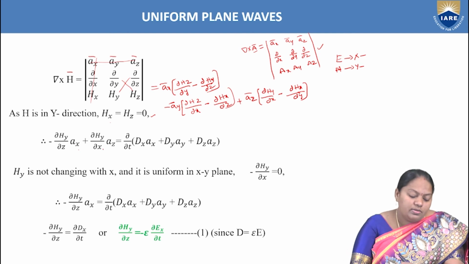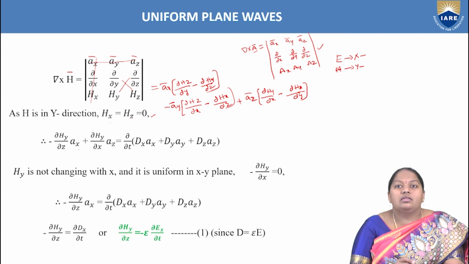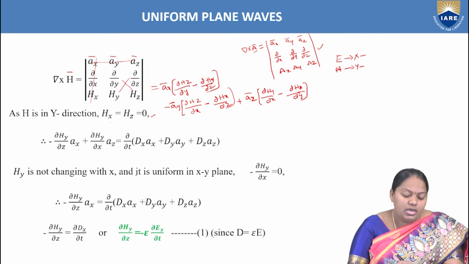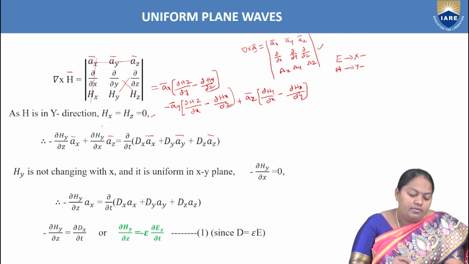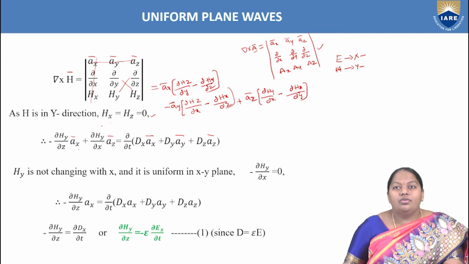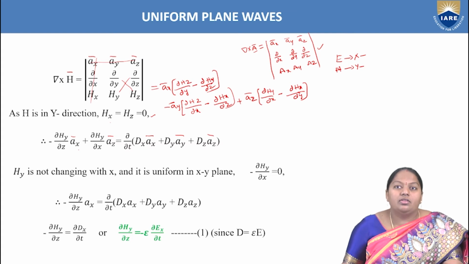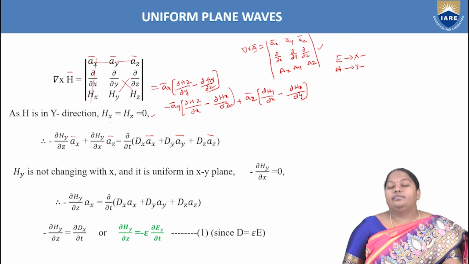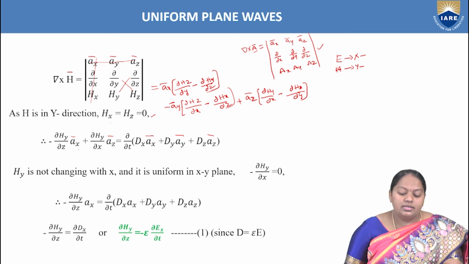So these are the two terms which are to be obtained from the assumption Hx = Hz = 0, as H is in the y direction. On the RHS part, we have expanded ∂D/∂t as ∂/∂t of (Dx ax + Dy ay + Dz az), where ax, ay, az are the three unit vectors, and Dx, Dy, Dz are the magnitudes of D in the x, y, z directions respectively.